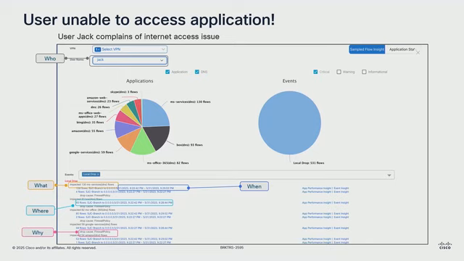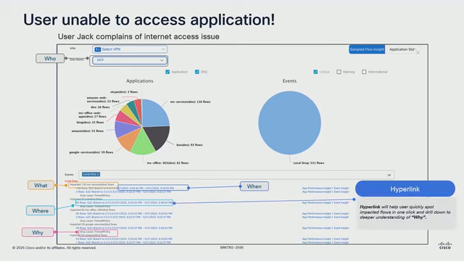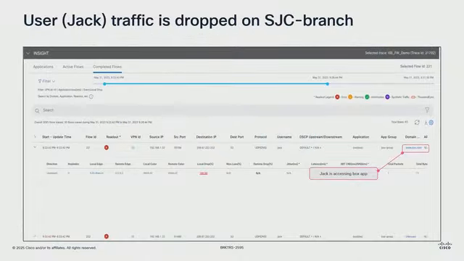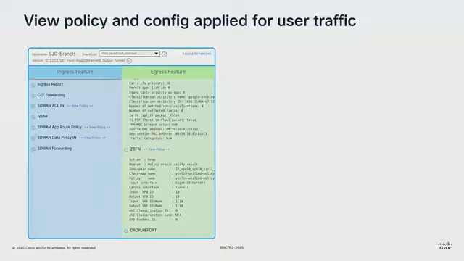What's happening over here? If we click on the hyperlink itself, that will take you to the completed flows page. And you can see Jack was trying to access Box. The local drop at that point in time was 100%. You can deep dive a little bit on that. Click on the next hyperlink. You would see something like this.